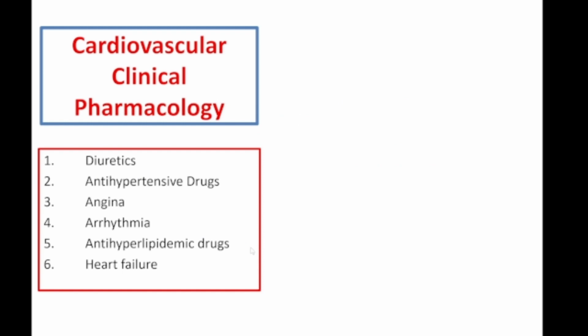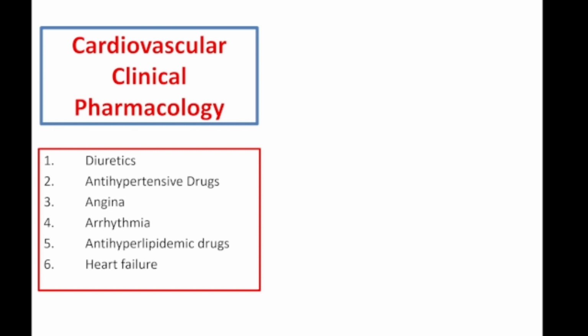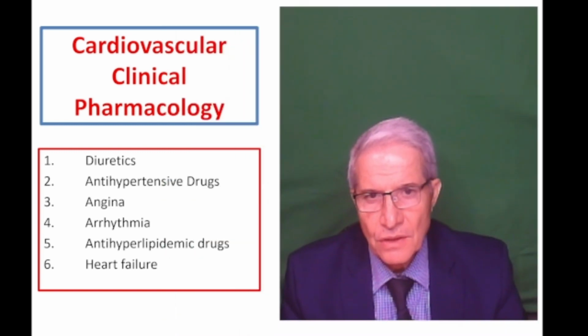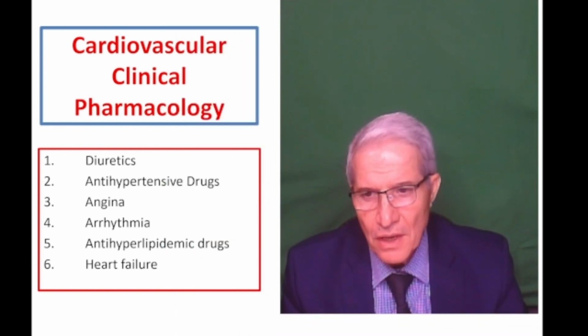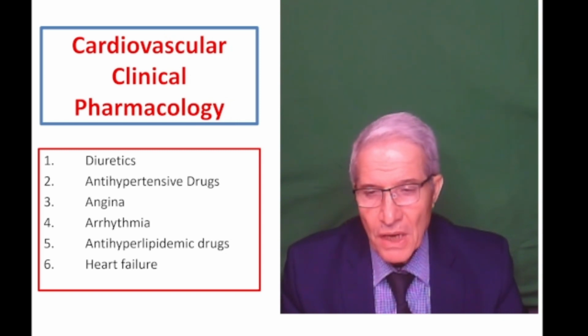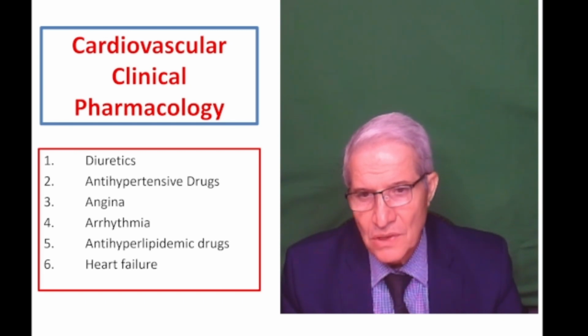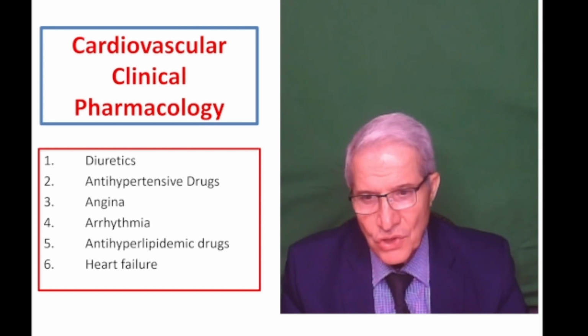As you can see here in the slide, the topics that will be covered in cardiovascular clinical pharmacology are diuretics, antihypertensive drugs, angina, cardiac arrhythmias, antihyperlipidemic drugs, and heart failure. These are 6 main topics considered like one unit, and we have 6 chapters.